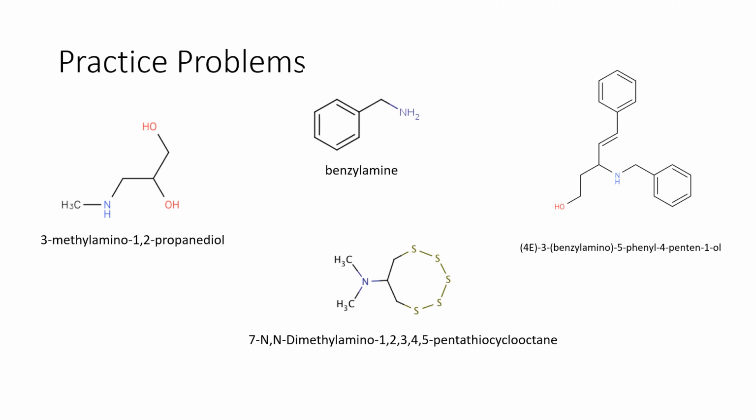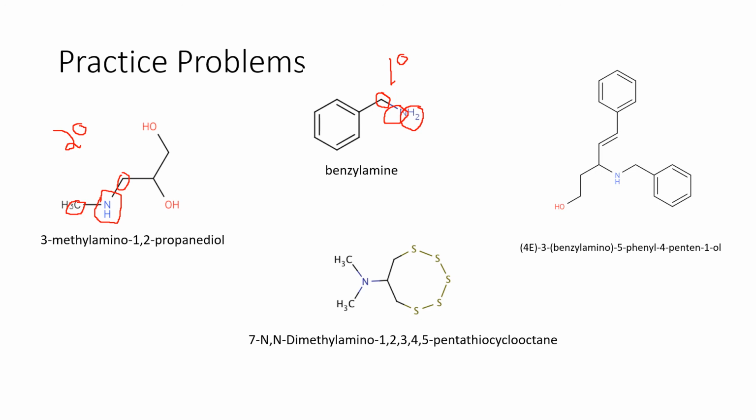So here are some practice problems to attempt. Looking at the first one, you have your nitrogen here. It has one hydrogen attached to it and then two carbons attached to it. Therefore, that would be a secondary amine. Second example, you have your nitrogen, then two hydrogens attached to it, and only one carbon attached to it. Therefore, that would be a primary amine.